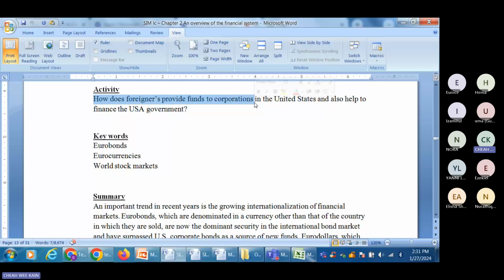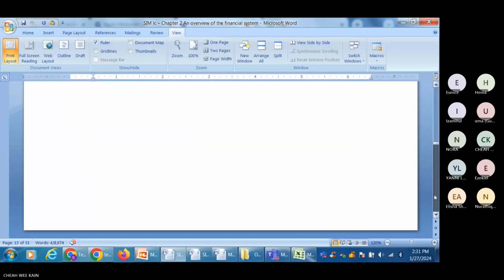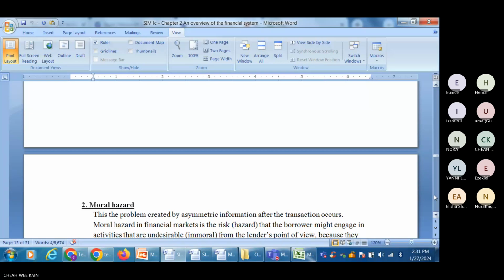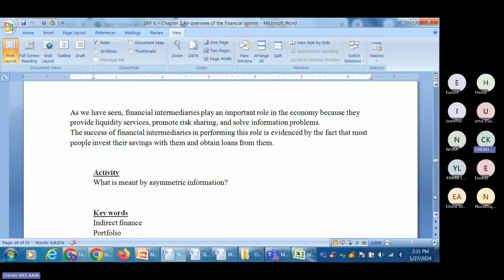So how do you finance the US government? Basically by buying their government bonds. Okay? Is that understood, Atkinson? Is that understood, Atkinson?